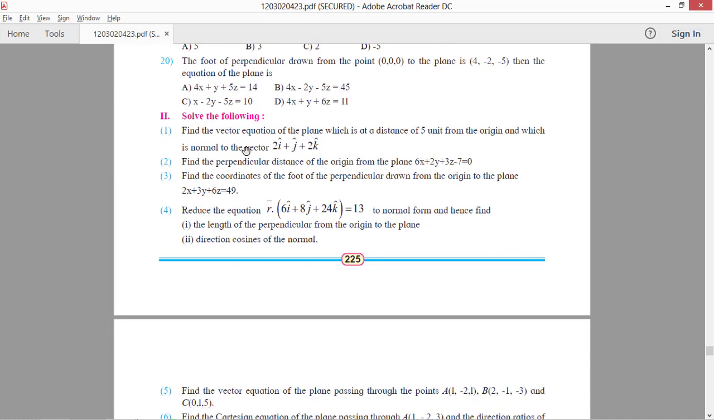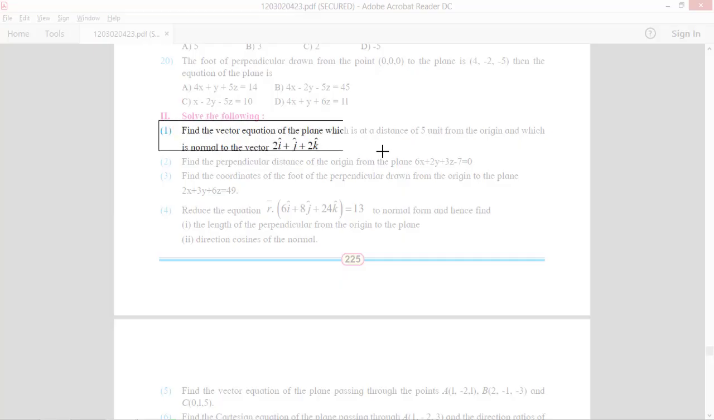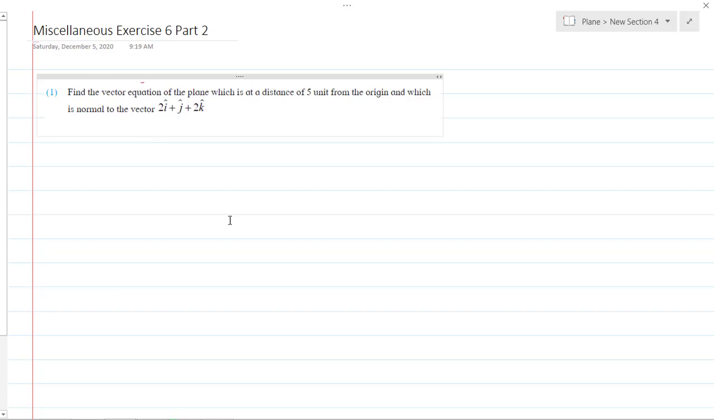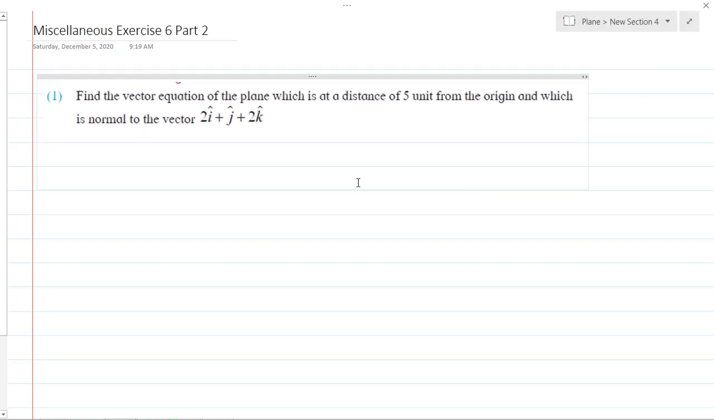So the first question is: find the vector equation of the plane. Let me copy this and paste it. We will not waste time writing this question. Find the vector equation of the plane. Let me zoom it. Perfect. Find the vector equation of the plane which is at a distance of 5 units from the origin.